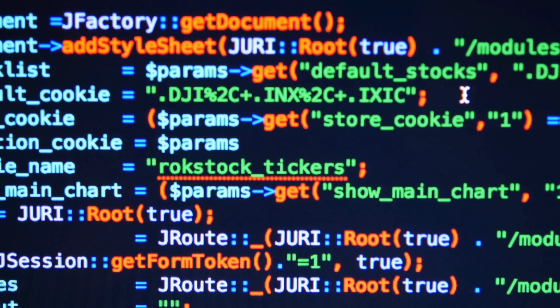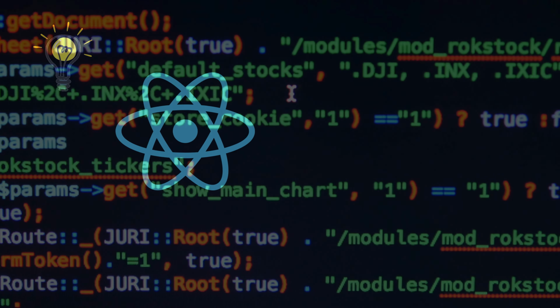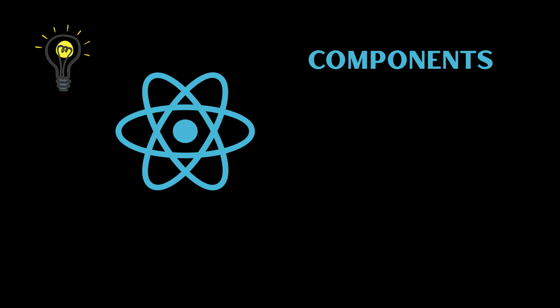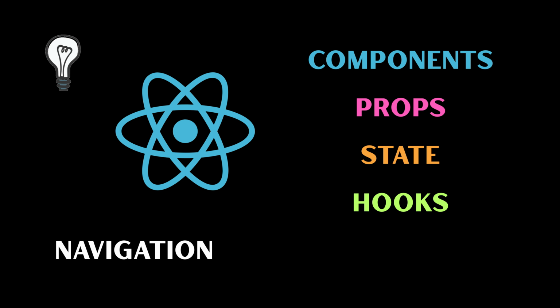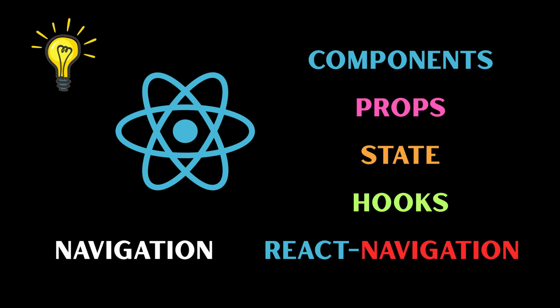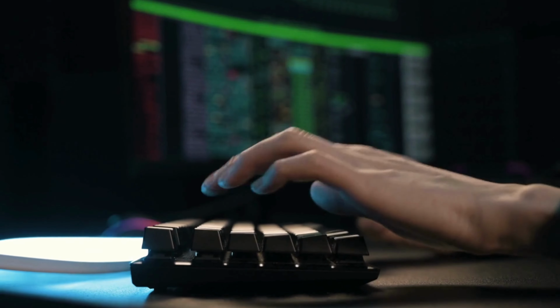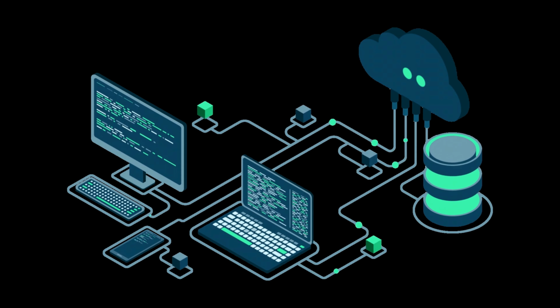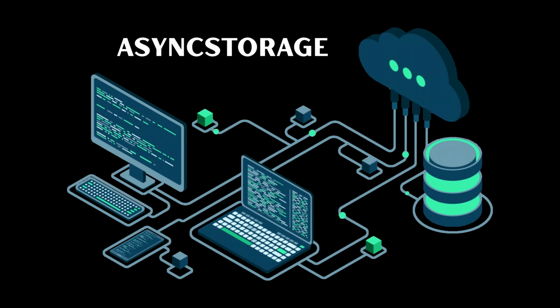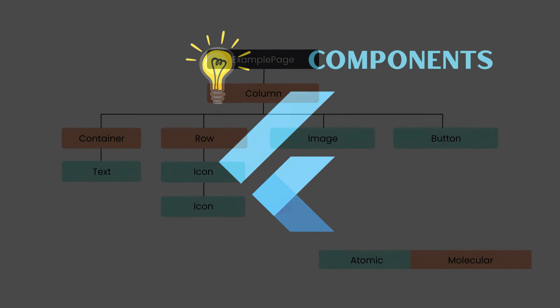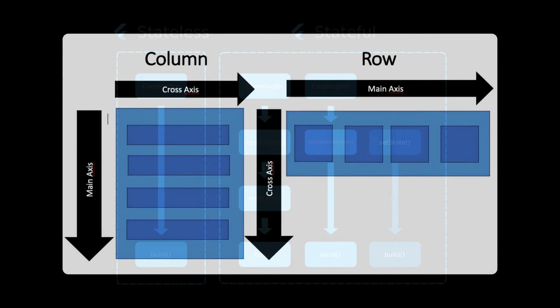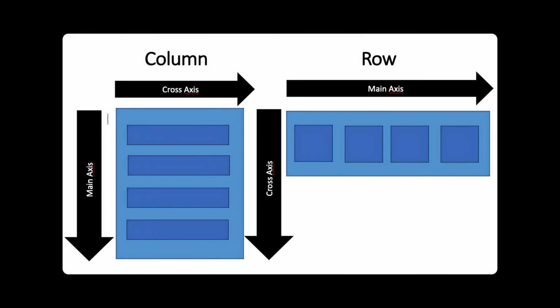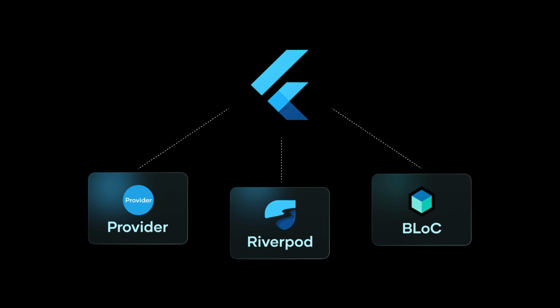Once you're comfortable with programming, dive into the framework. For React Native, that means learning components, props, state, hooks, and how navigation works using tools like React Navigation. Learn how to style your components and manage data locally with things like async storage. For Flutter, you'll need to understand the widget tree, the difference between stateless and stateful widgets, how to use layout widgets like column and row, and how to manage state with Provider or Riverpod.